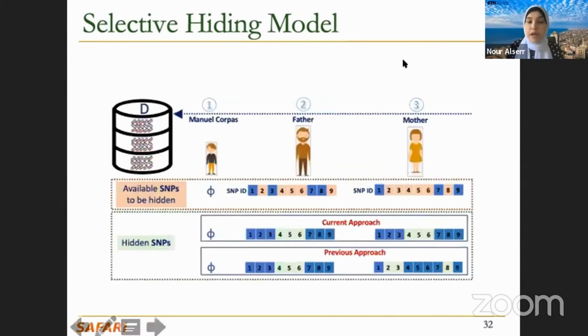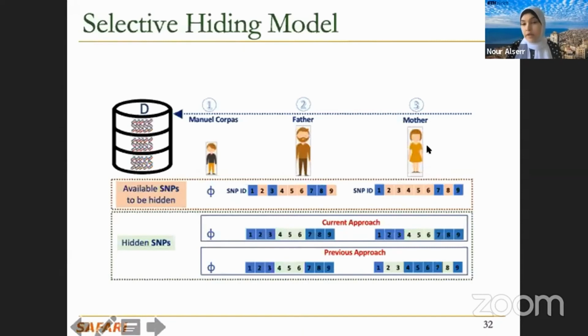How do we selectively hide? Imagine that we have the Manuel Corpas family data. When the son, Manuel Corpas, joins the data, it's fine for us. Like he is joining, then no need to hide. But when his father, for example, joins, then we try to find what the sensitive places are, what the available SNPs are to be hidden. So we try to collect all of these available ones. Now, we choose from these sensitive SNPs some of them to be hidden. All right, this is our current approach.